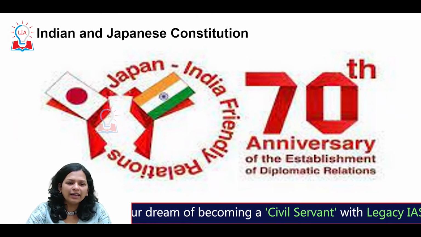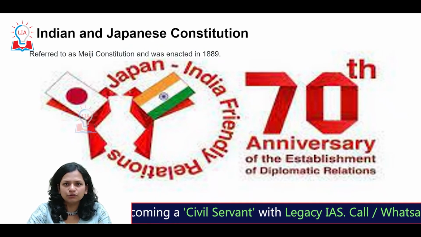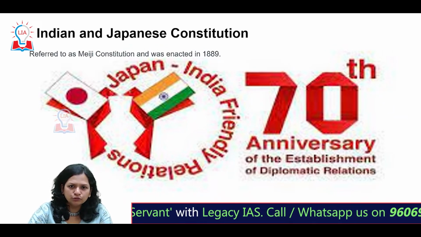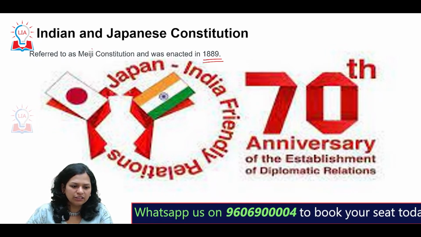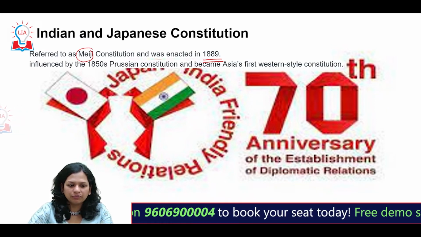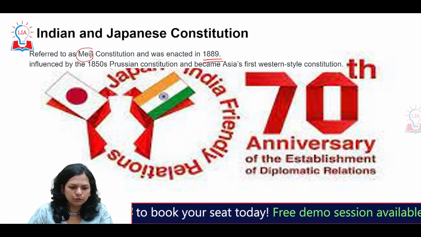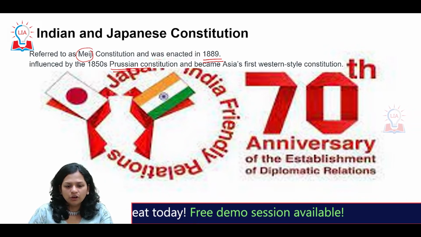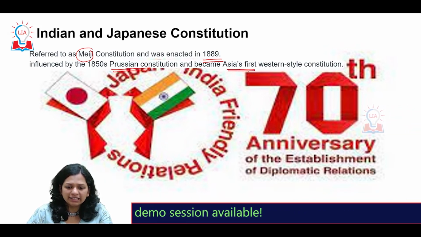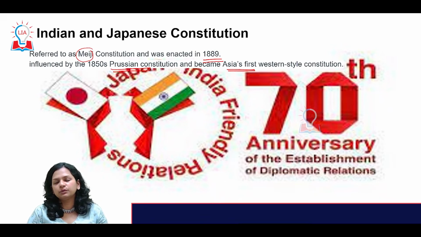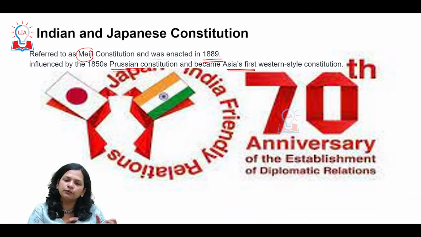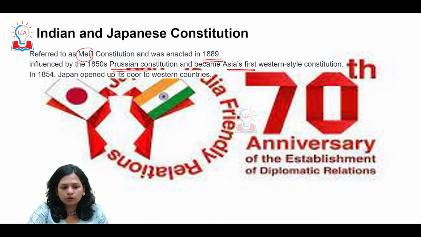Now, if we look at the Indian and Japanese constitution, and particularly at the evolution of the Japanese constitution, something which came up in 1889 was actually known as the Meiji Constitution. This particular constitution was influenced by the Prussian Constitution. It was the first of its kind in Asia, where for the very first time a Western style constitution had been brought in. So Japan did a very important task of incorporating some of the elements which were practiced in the West into its own constitution.